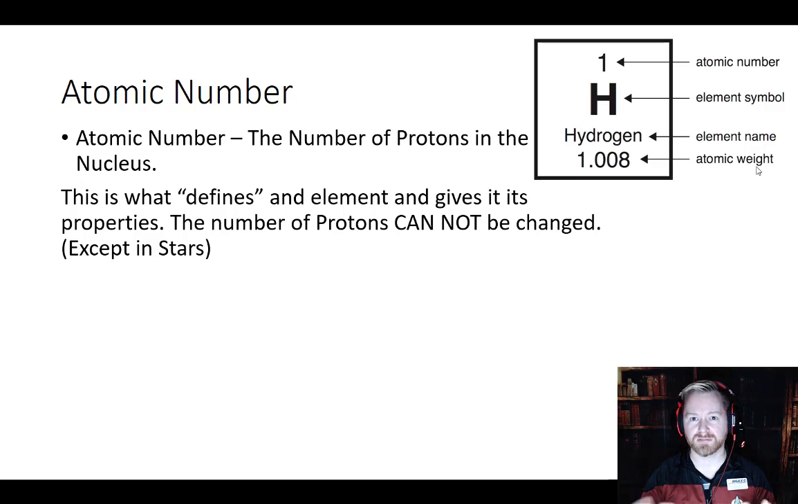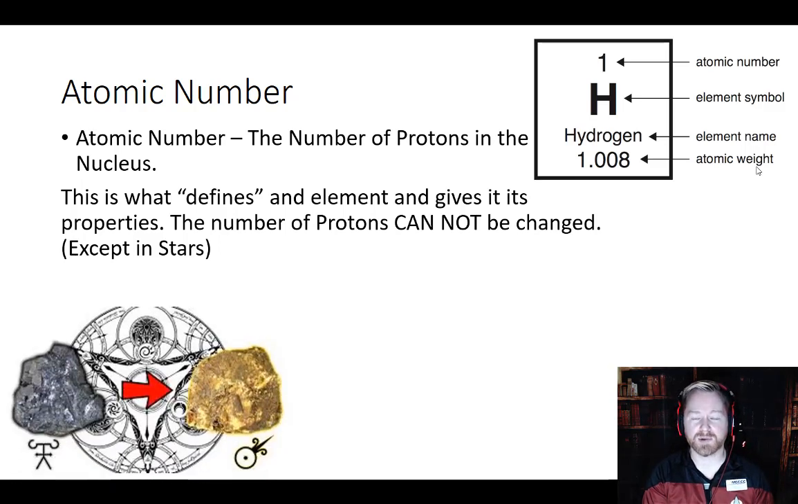Only till about the 26th element, which is iron, and then after that, iron production kills the star. The star explodes. The heat and pressure released from the explosion creates every other element on the periodic table in one big blast. So, what do you mean we can't change the number of protons in a nucleus?